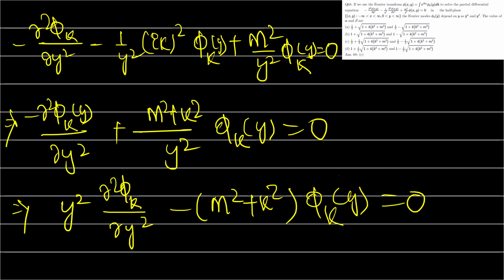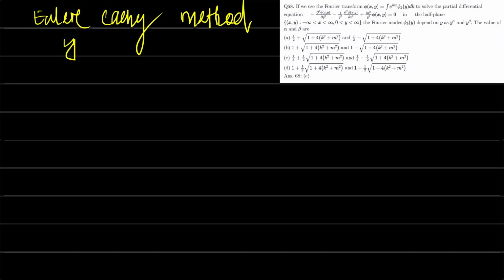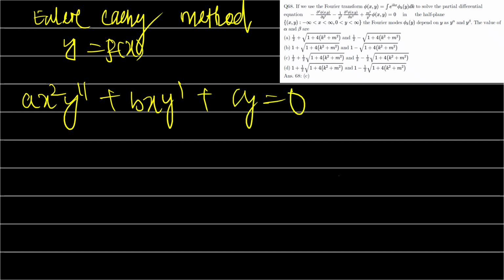Now using Euler-Cauchy method for what? For the solution of second order differential equation with variable coefficient. So here by using Euler-Cauchy method, we have a formula for it. We have a formula for y equal to f of x, that is y is dependent variable and x is independent variable. We have a formula as a x square y double dash plus b x y dash plus c y is equal to 0.